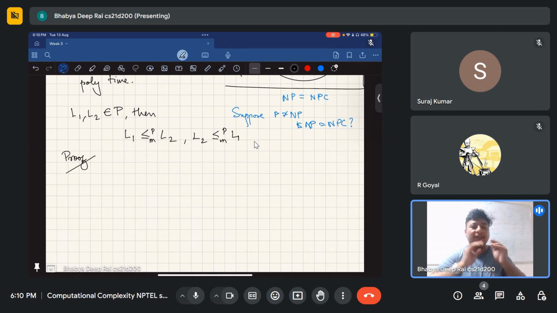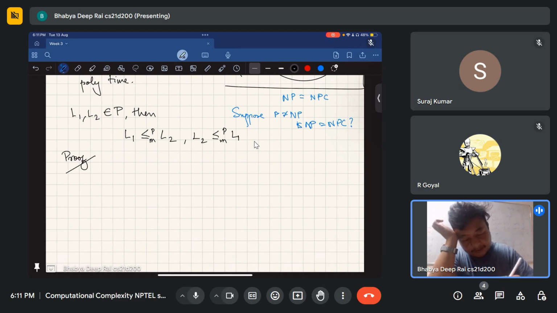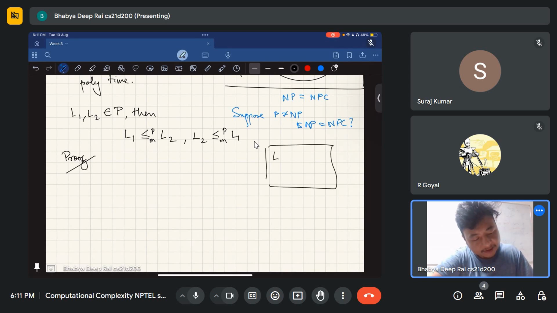Give me any two languages in P. You just give me those two languages, and I'll show you a reduction from one language to another. How do I do it? I need to design a machine for L1, and using a machine for L2 as a subroutine, give a reduction sigma. That particular x will be transformed into sigma x, and if this guy says yes, I'll give yes, and if this guy says no, I'll give no.